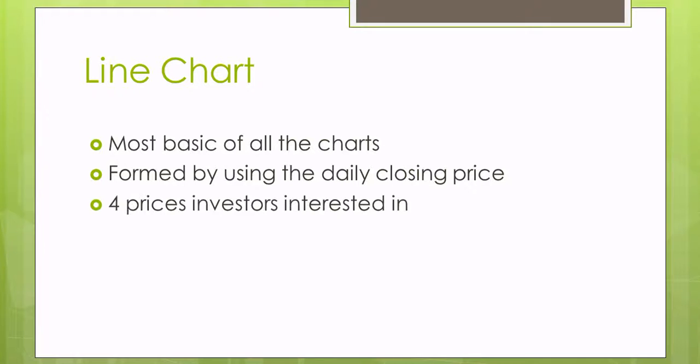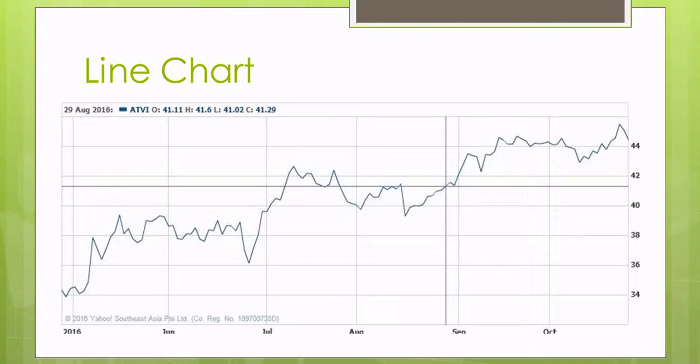Well, in stocks, there are 4 prices that investors are interested in. They are the high, the low, as well as the opening and closing prices for the day. Now, using the high and the low, you can find out what is the trading range of the stock for that particular day. So I'll cover more on this in the next few slides. But now let's take a look at an example of a line chart.